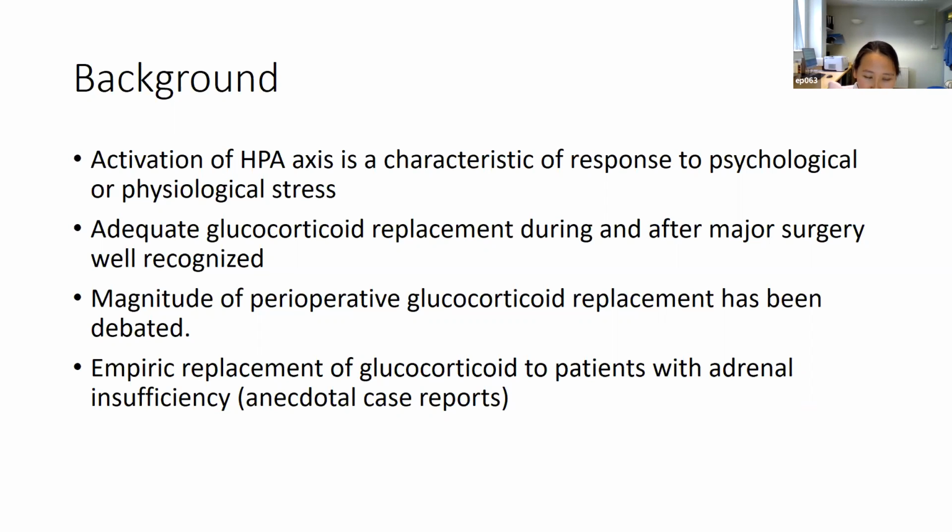And for a long time, physicians have been told about the importance of adequate glucocorticoid replacement during stress. But we do not know what is the magnitude of replacement that is needed, and that has always been debated upon. The current practice is to give empiric replacement of glucocorticoid to patients with adrenal insufficiency, and that's based on anecdotal case reports published in the 1950s.